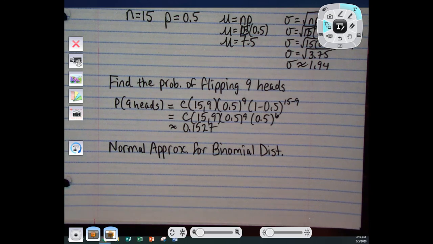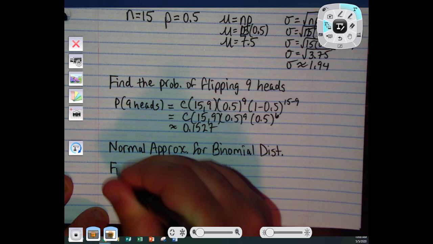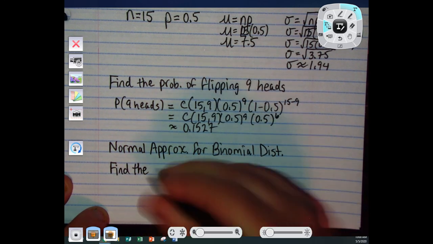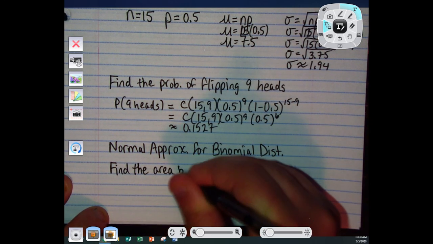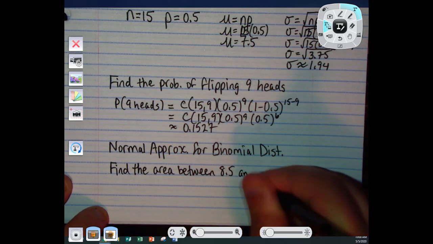So in a normal approximation for binomial distribution, what we're going to do is find z-scores for a little bit before 9 and a little bit after 9. And then we're going to subtract those two to find the area in between. So in this given situation, what we would do is find the area between 8.5 and 9.5.